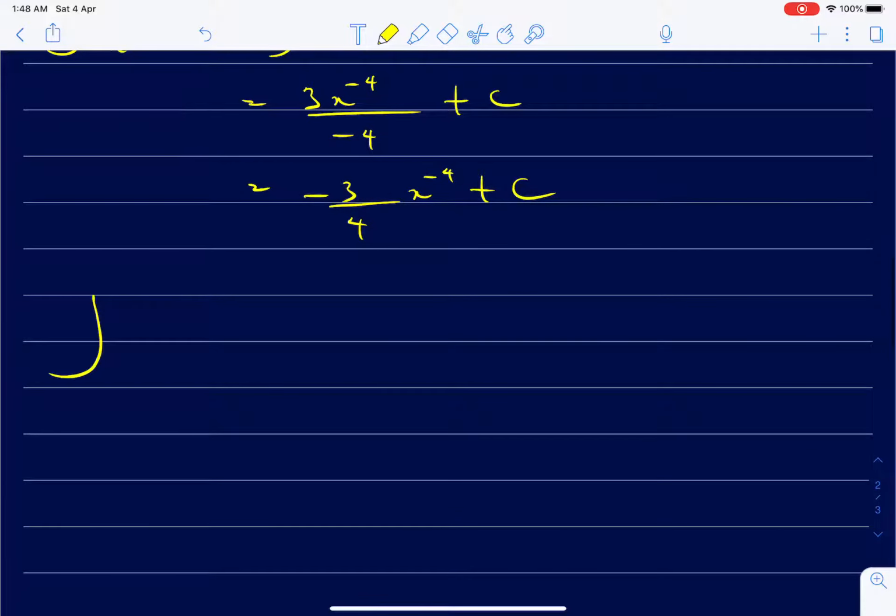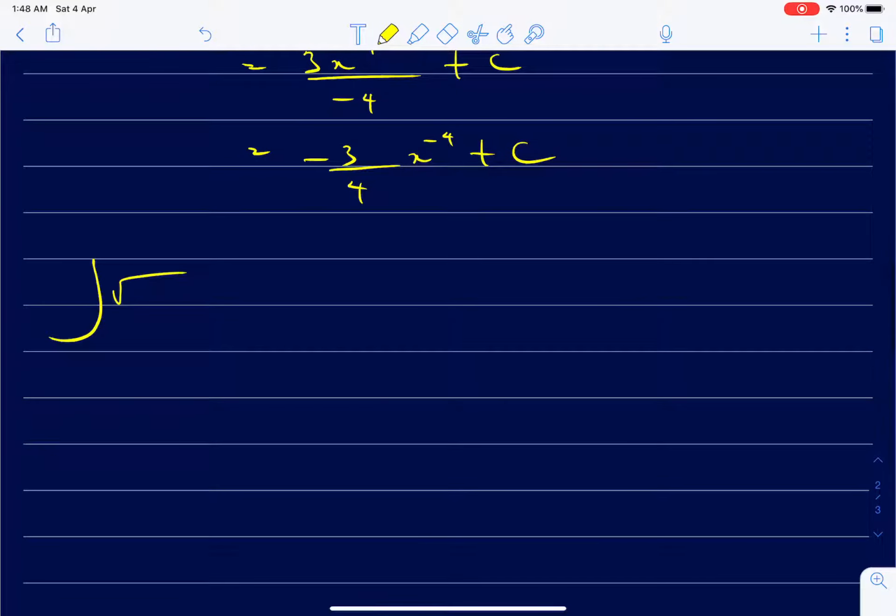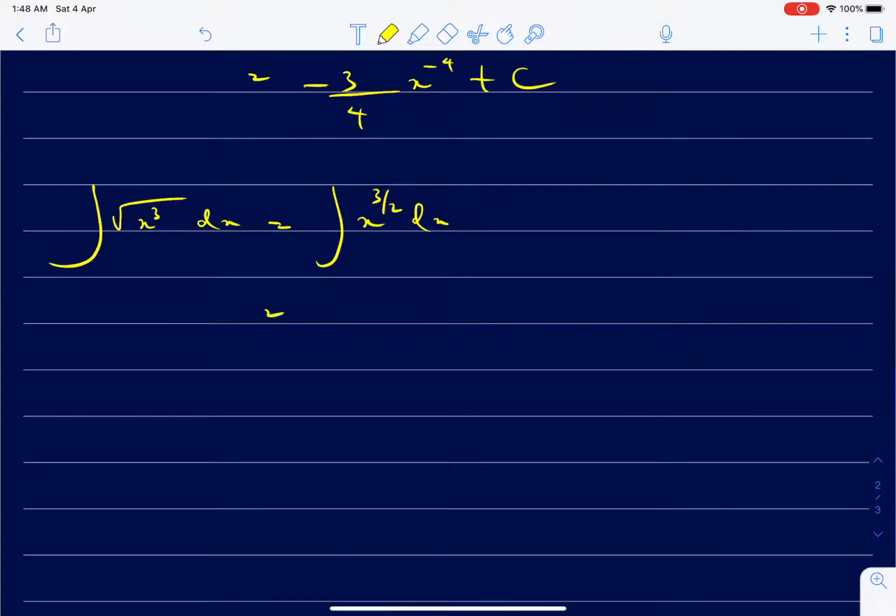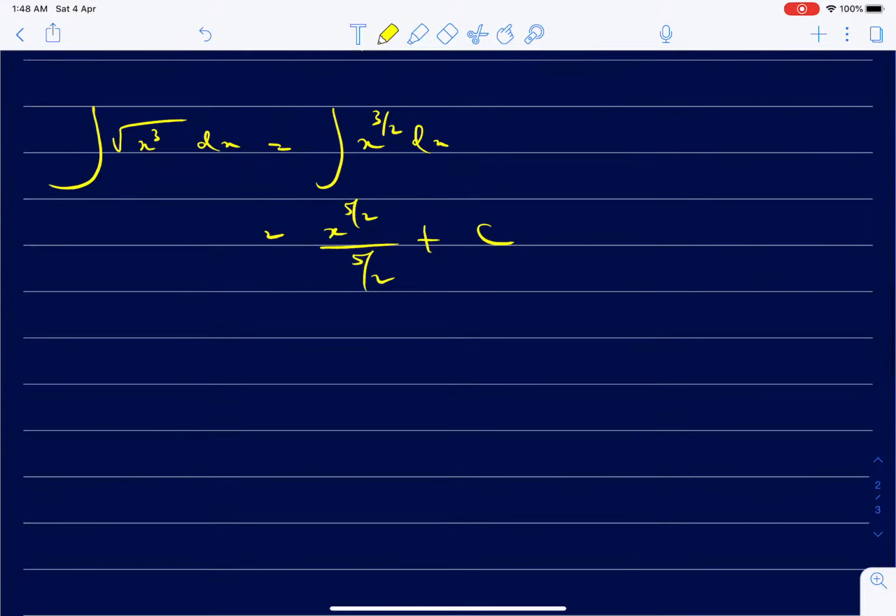We move on. The next is evaluate the integral of the square root of x cubed with respect to x. This is the same as the integral of x raised to the power 3 over 2 with respect to x. And that simply means x raised to the power 5 over 2, since 3 over 2 plus 1 is 5 over 2, divided by 5 over 2, plus c. And that means 2 over 5 x raised to the power 5 over 2 plus c.